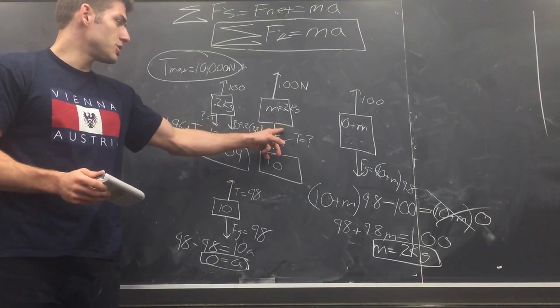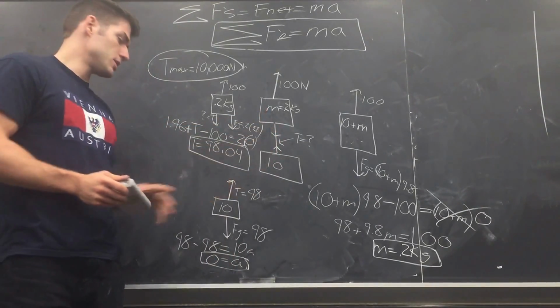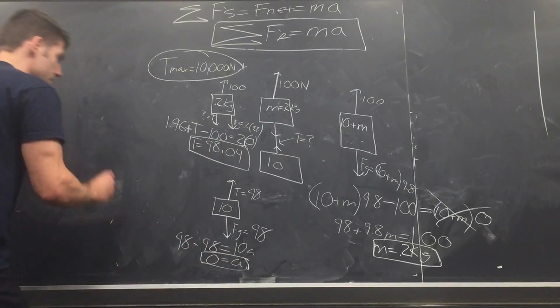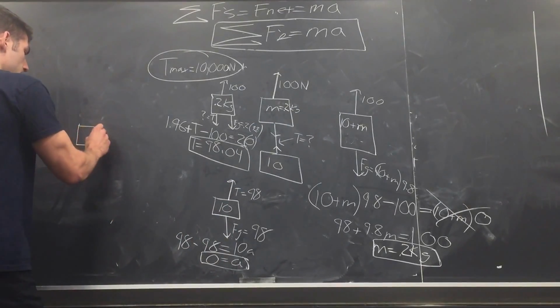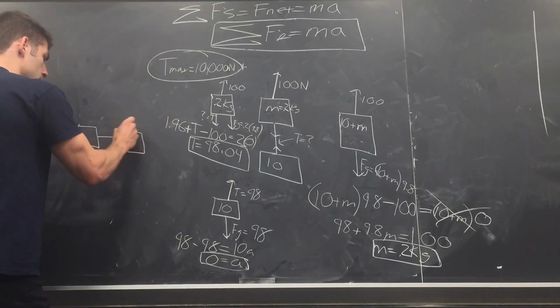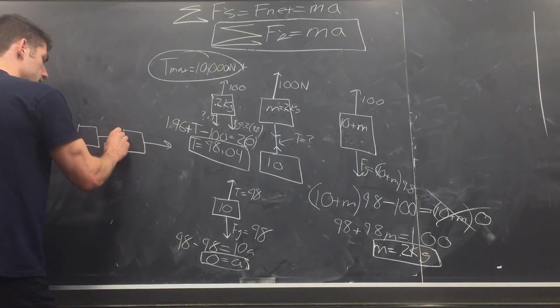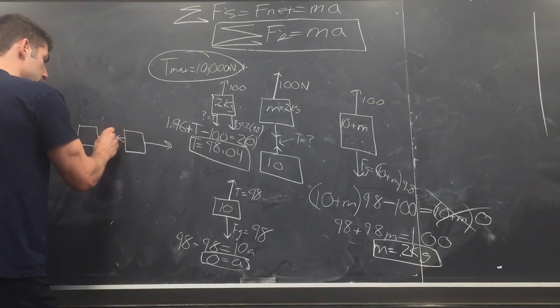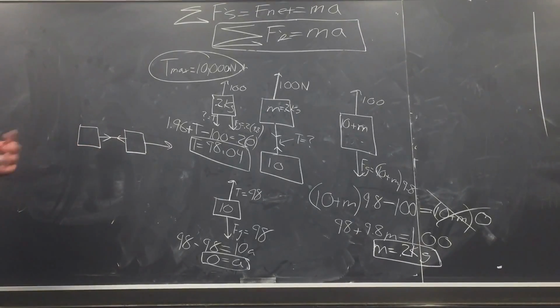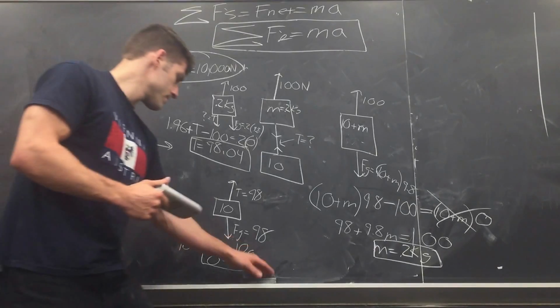So the tension pulling down will be the same as the tension pulling up. That would have been the same for the previous problem, which I kind of goofed up by giving you friction. If I pull this, there's a tension pulling this to the left, and that's the same as the tension pulling that to the right. That's how tensions work. Cool beans.